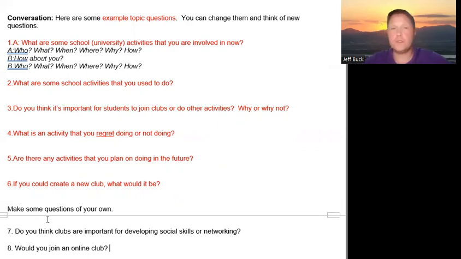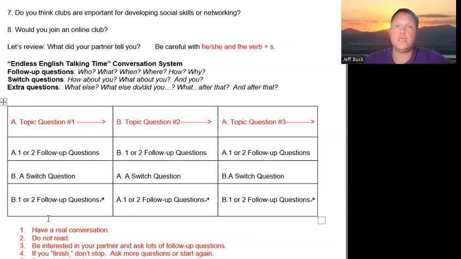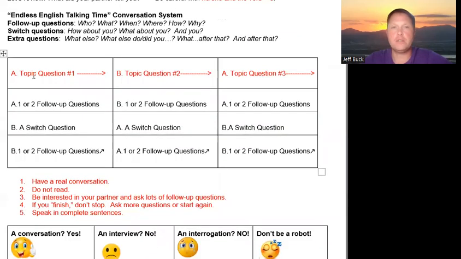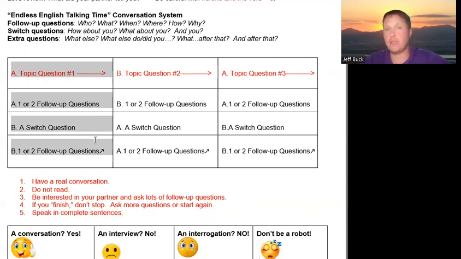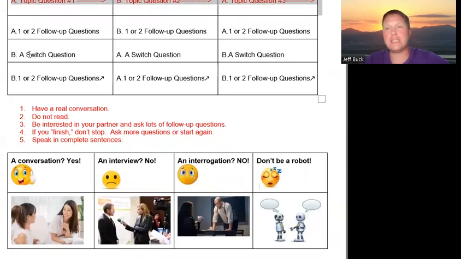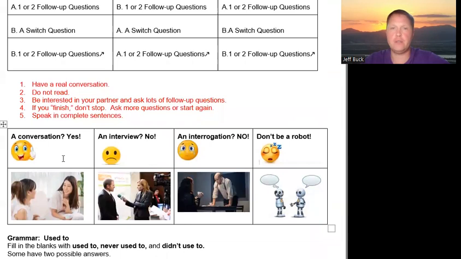All right, and of course, use the system. A topic question from person A and one or more follow-up questions, who, what, when, where, how, why, and a switch question from person B, how about you? And then person B will ask some follow-up questions and then a new topic question and so on and so forth. It should be a relaxed, real conversation like you would have with a friend, not an interview or an interrogation or two robots talking, and speak in complete sentences and try not to read.